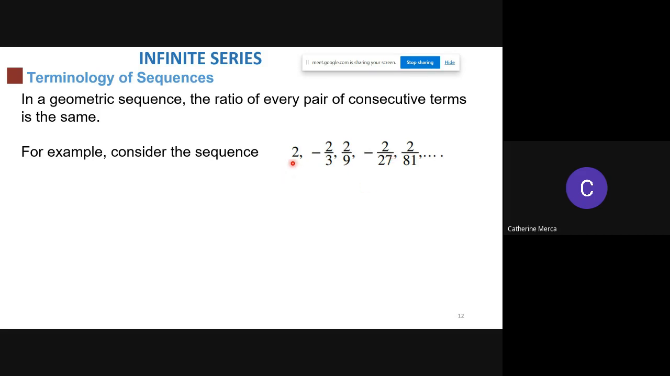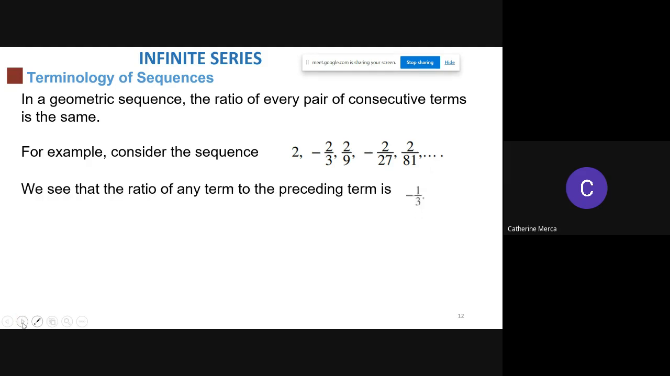So in this case, if we have 2, negative 2/3, 2 over 9, tapos ang next, negative 2 over 27, sunod, positive na naman uli, di ba? Positive, negative, positive, negative, positive. Tapos ito, what will be the next number? What do you think? Based on these sequences. Negative 2 over 243. Okay, let's just see. You can actually compute for that, di ba? So, ang ratio is negative 1/3. So, 2 times negative 1/3. Yes, that's correct.